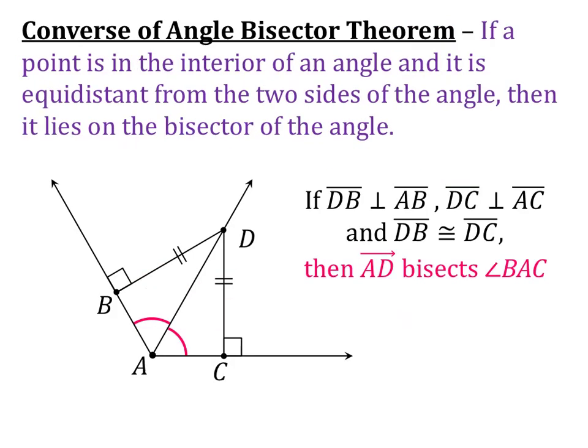And the converse of the angle bisector theorem says that if a point is in the interior of an angle and it is equidistant from the two sides of the angle, then it lies on the bisector of the angle. So if DB is perpendicular to AB and DC is perpendicular to AC and DB and DC are congruent, then that means that AD must be the angle bisector of BAC.